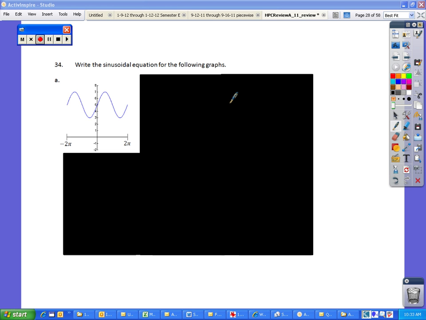Okay, so for number 34, we are going to write the sinusoidal equation for each of these following graphs. The sinusoidal graph can either be a sine or a cosine function, okay? Of course, cosine being the co-function of sine. In order to identify a sine or cosine, you have to identify A, B, C, and D.